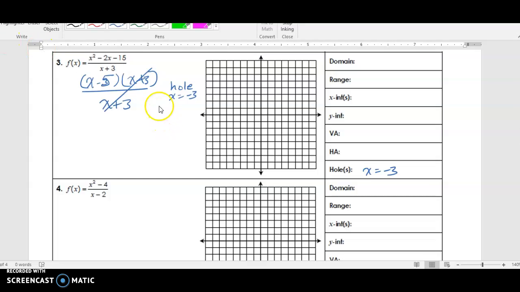So this is the hole. Now we have to find the y value for it. Whatever is left after cancelling, that is what you would use to find the y value. So if you substitute negative 3 in what is left, the y value would be negative 3 minus 5, which is negative 8. So the hole is actually situated at negative 3, negative 8.